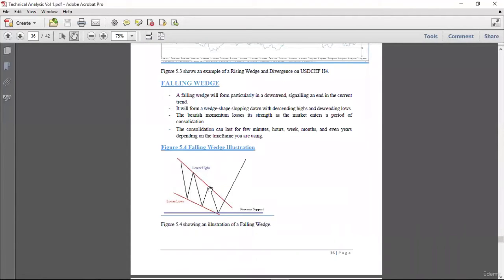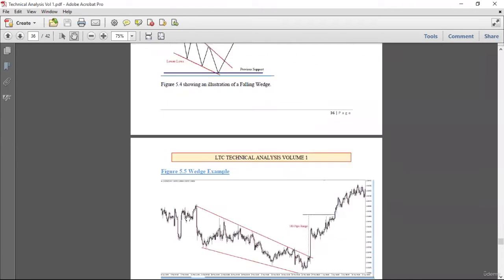Then you have a falling wedge, which is the opposite of a rising wedge. It will create lower lows as the market is going down, but also narrowing towards the end of it. As it breaks here, it will move the same number of pips as this. Also add RSI with this.